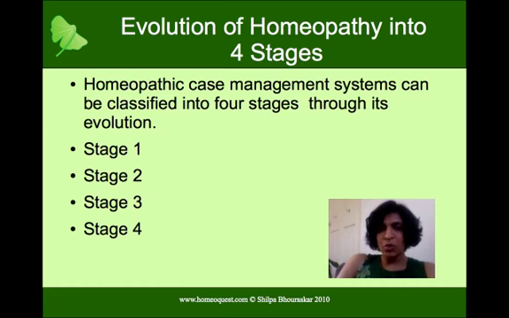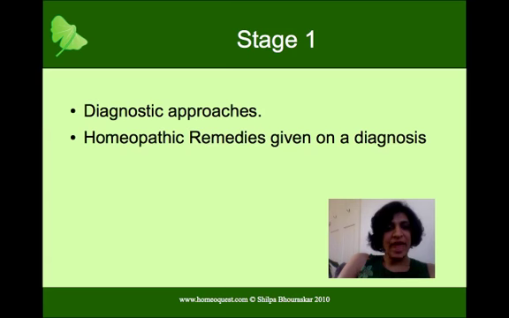Now, I'll just run through quickly the 4 stages of homeopathic practice. It's divided into 4 parts: stage 1, 2, 3, and 4. Now, let's look at how you could look into a case of, say, osteoarthritis in a patient at all these different stages. Say you have a case which is at stage 1. At stage 1, what you're doing is looking only at the diagnosis.